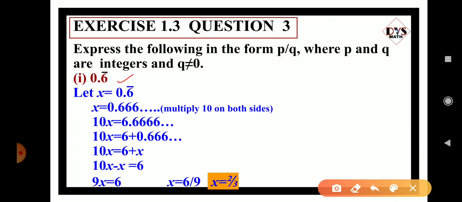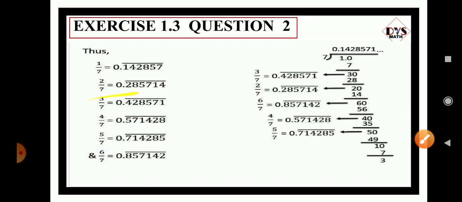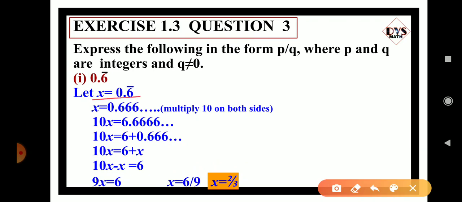As I told you in previous sessions, 0.6 bar means 6 repeats infinitely. So here let us assume an unknown term, x. Let x is equal to 0.6 bar. This is the first step. That means you have to assume an unknown term. Instead of x you can take any alphabet, like p also. So let x is equal to 0.6 bar.